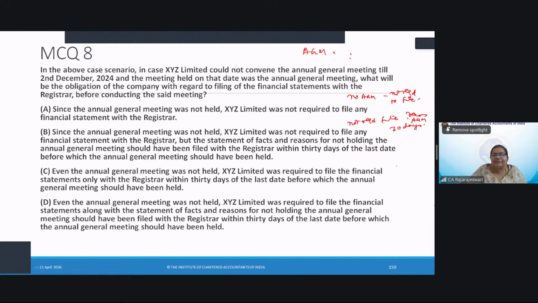Even if the AGM was not held, the company was required to file the financial statements with the registrar within 30 days of the last date before which the AGM should have been held. The company was required to file the financial statements along with the statement of facts and reasons for not holding the AGM within 30 days of that last date.